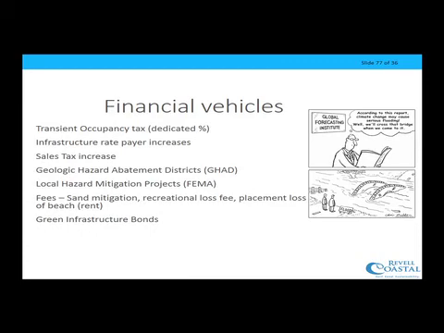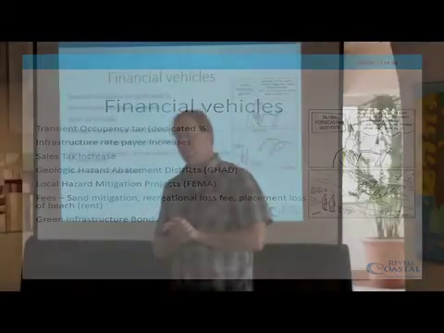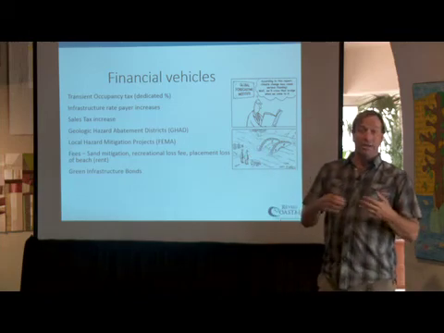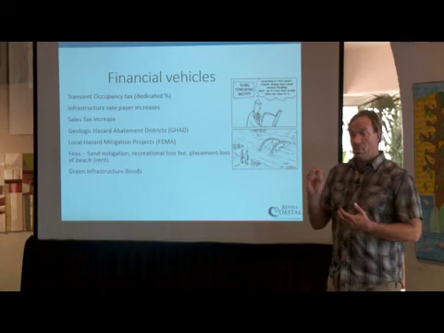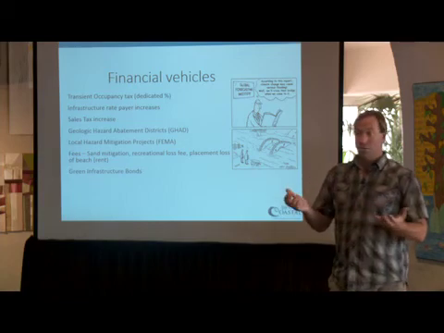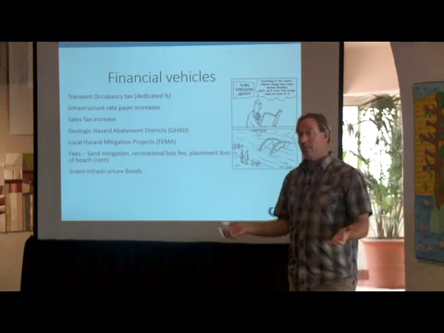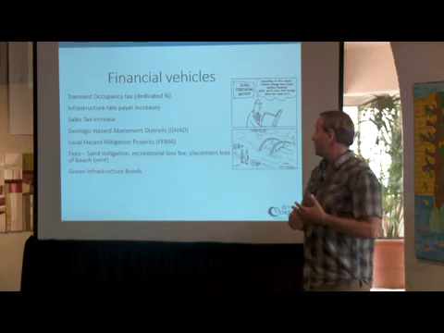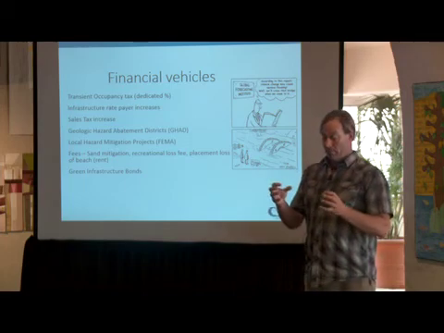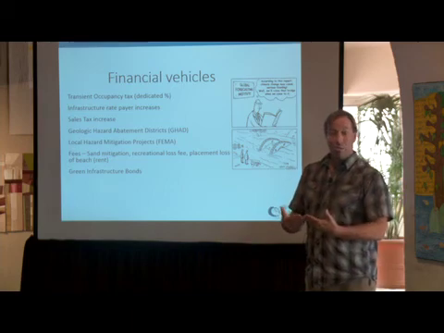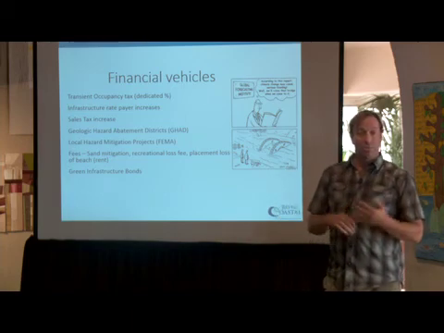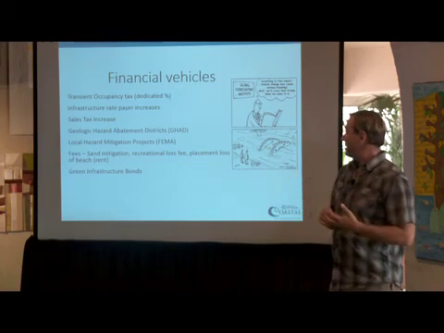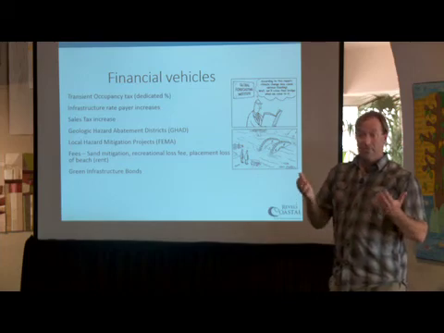This is all going to cost a lot of money, and here's some ideas on how to fundraise for that. Transient occupancy taxes could be increased. You could have a dedicated percentage of those that could be focused on adaptation. Large infrastructure that serves the entire community can be funded by small rate payer increases, sales tax increases. Some neighborhoods, if they have a particularly bad problem, may want to form geologic hazard abatement districts to cost share different strategies. Again, I already mentioned mitigation projects. You can set up fee structure.